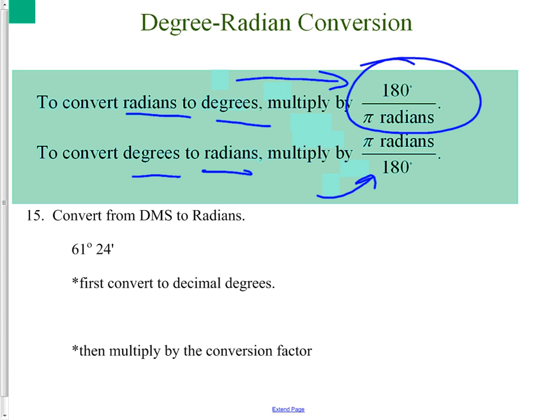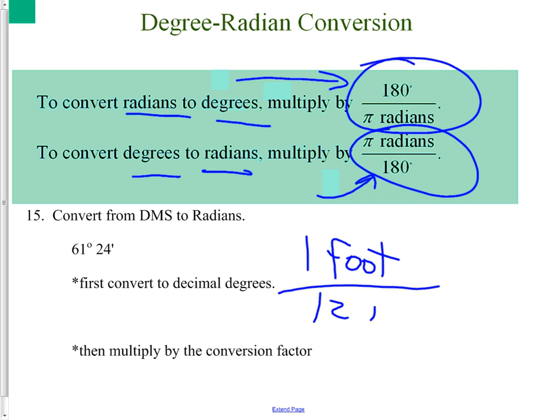Two important factors you need to know. 180 over pi radians, and that's not just 180 over the number pi. You got to understand it's 180 degrees over pi radians. It's a factor. It's a lot like 1 foot over 12 inches. Sort of like that.